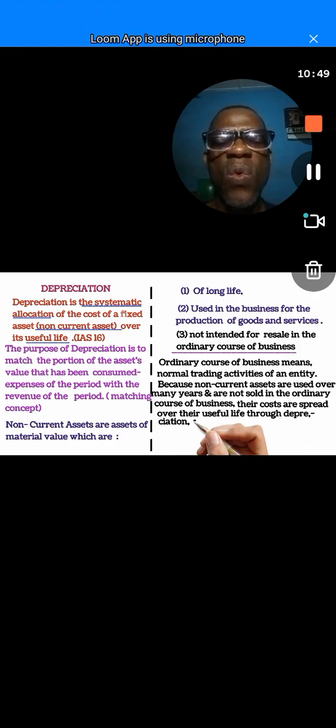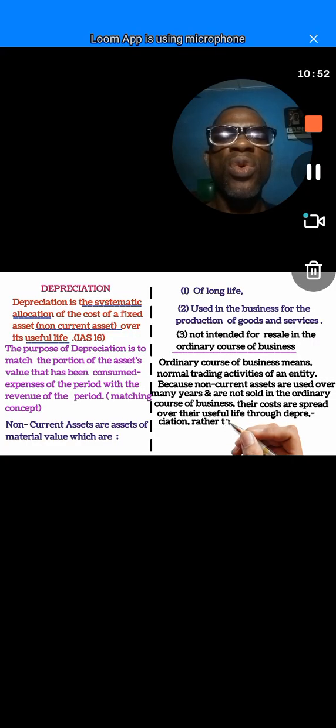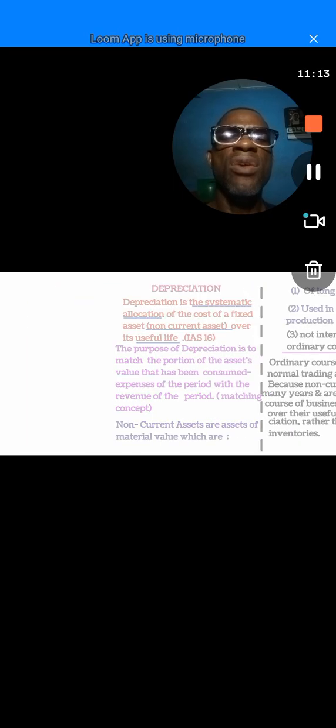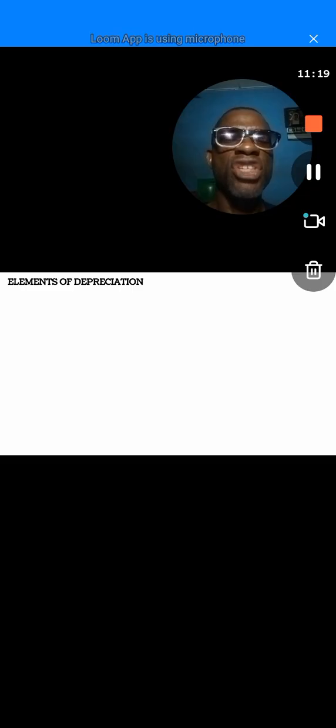Now we have been able to distinguish between inventories and non-current assets with that common phrase, ordinary course of business. Now we are going to take a look at the elements of depreciation. We have 6 elements of depreciation.